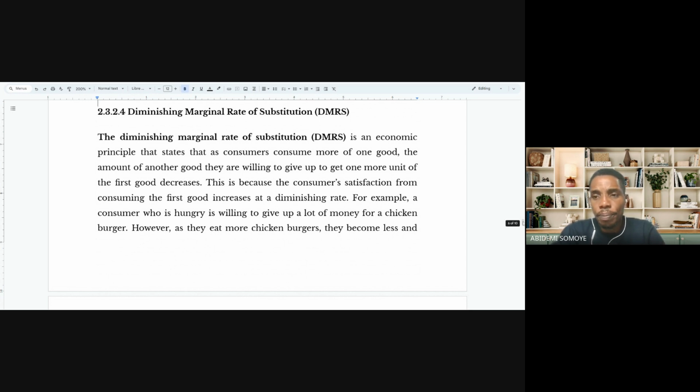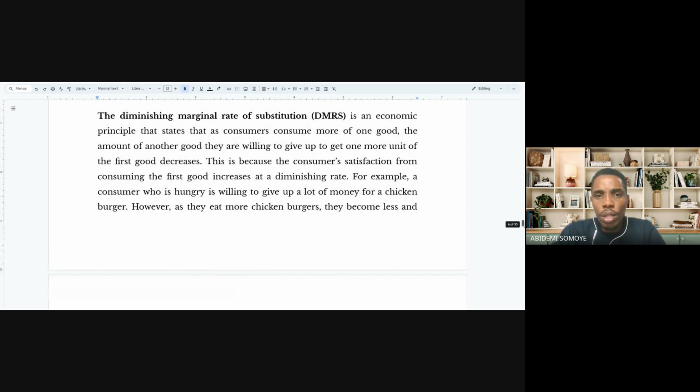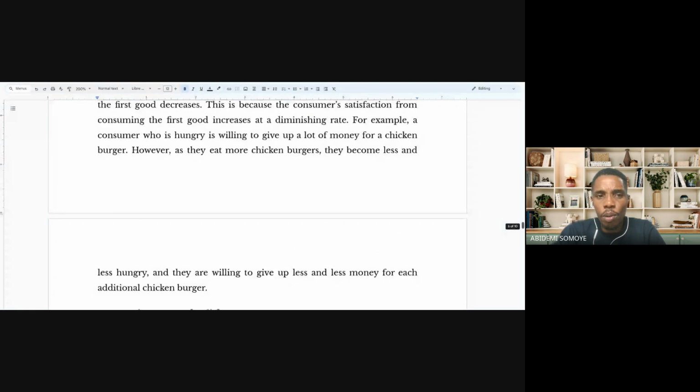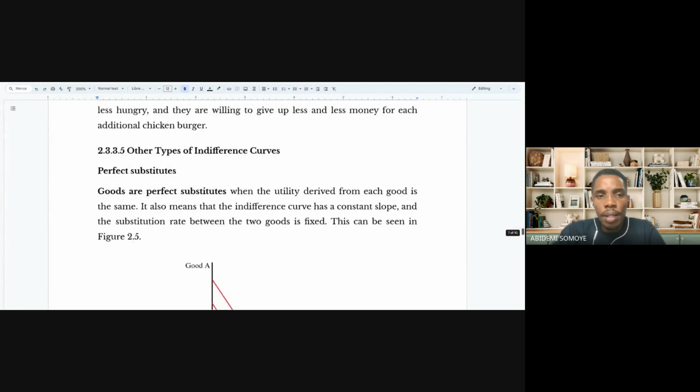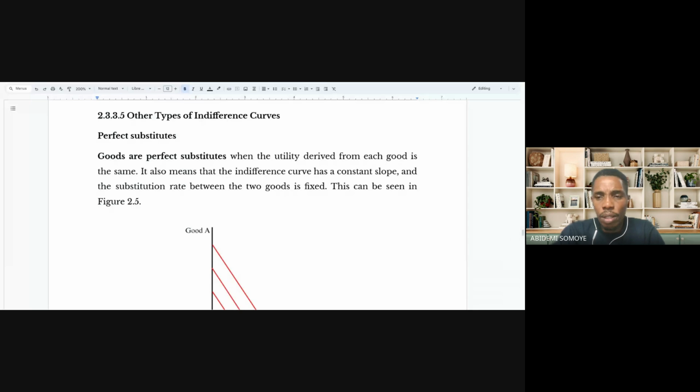For example, a consumer who is hungry is willing to give up a lot of money for a chicken burger. However, as they eat more chicken burgers, they become less and less hungry, and they are willing to give up less and less money for each additional chicken burger because they're going to get tired of chicken burgers. Just like when we talked about the law of diminishing marginal utility.